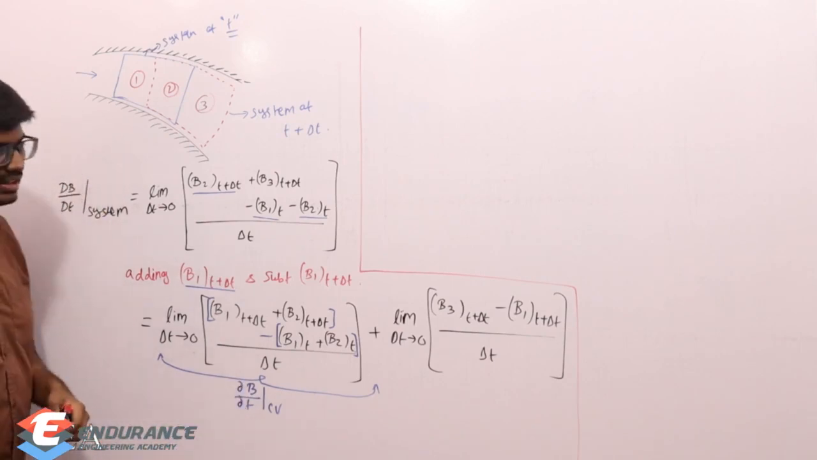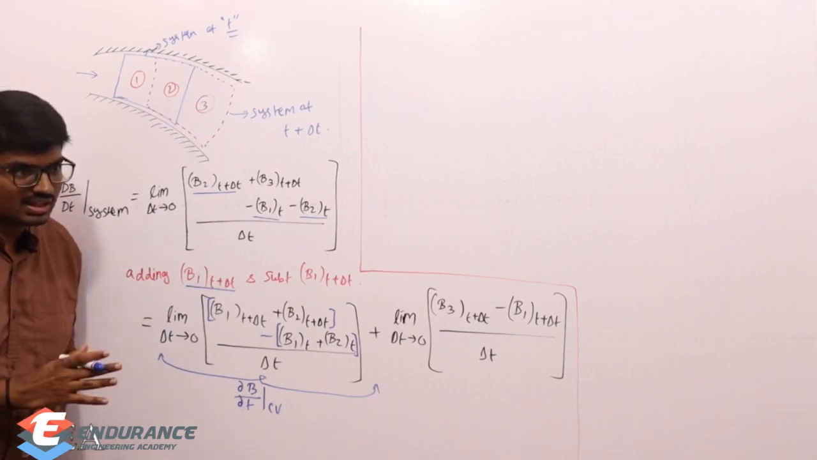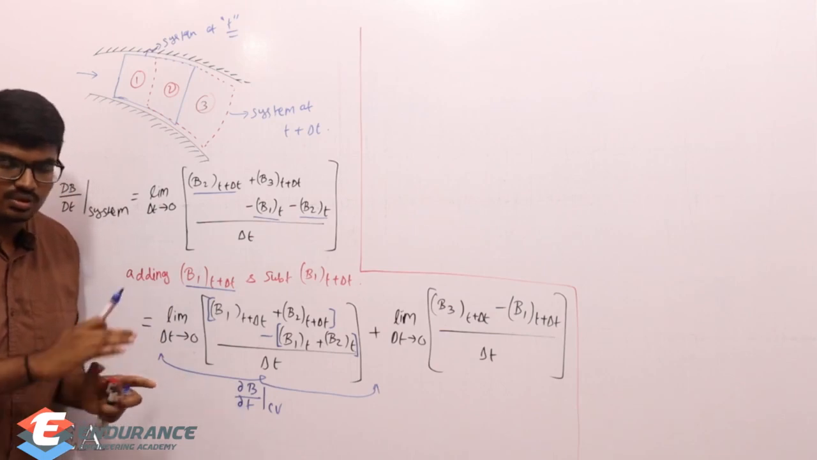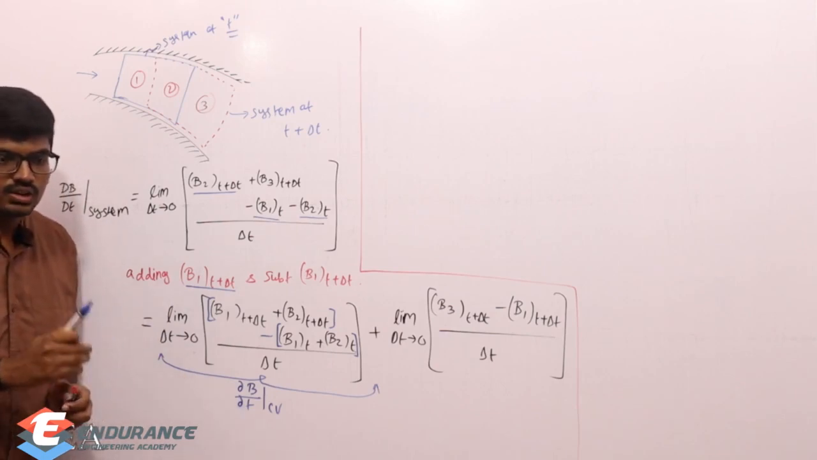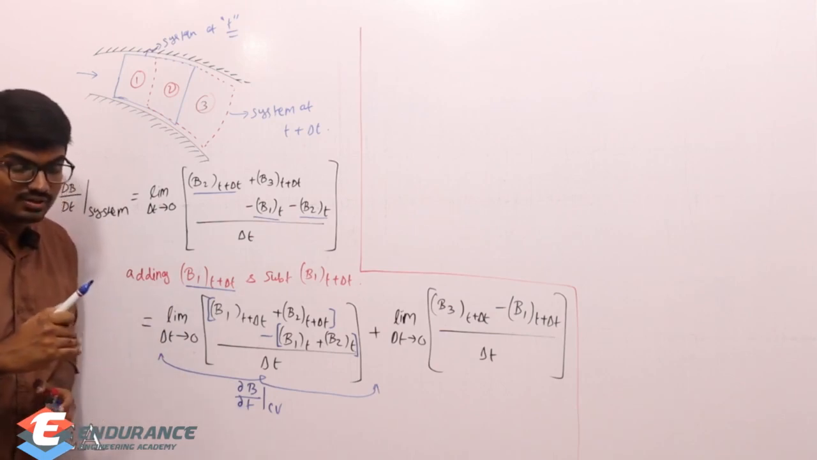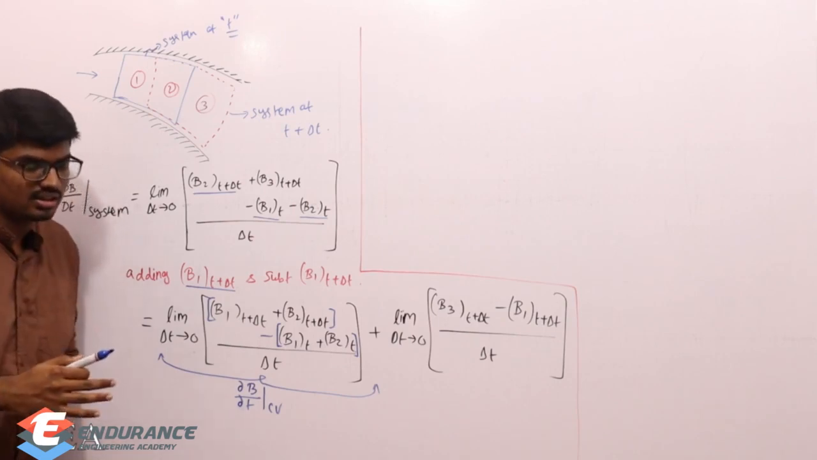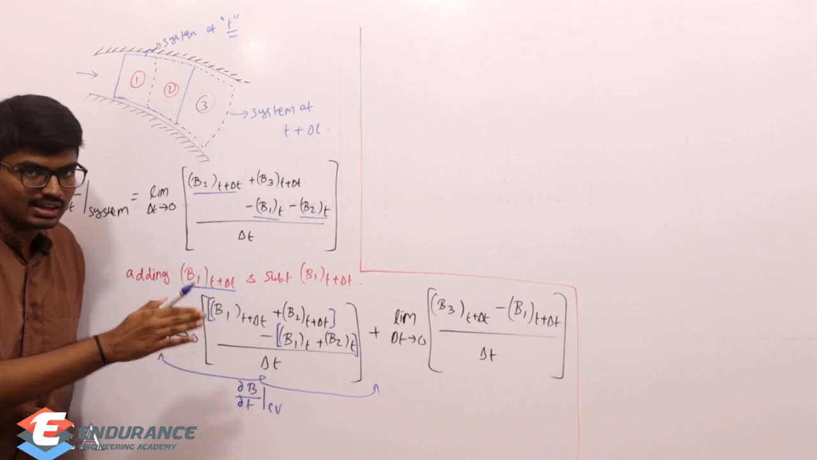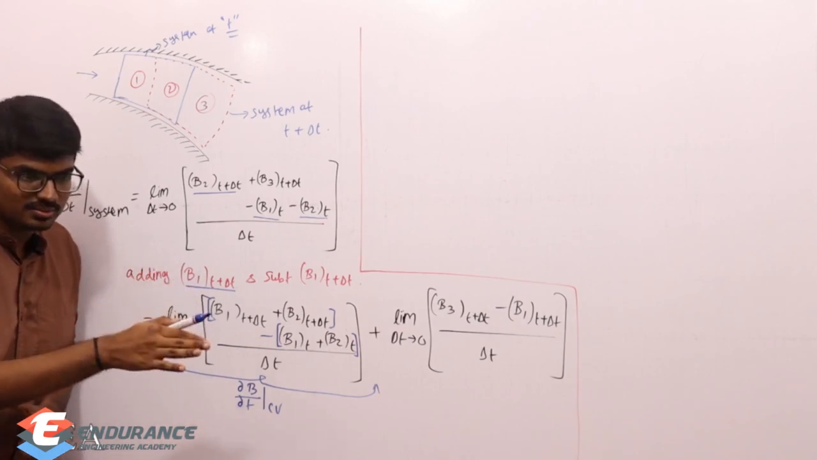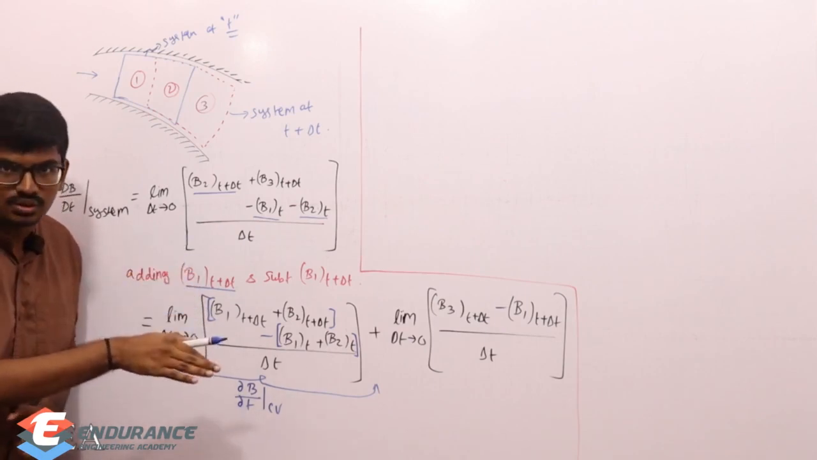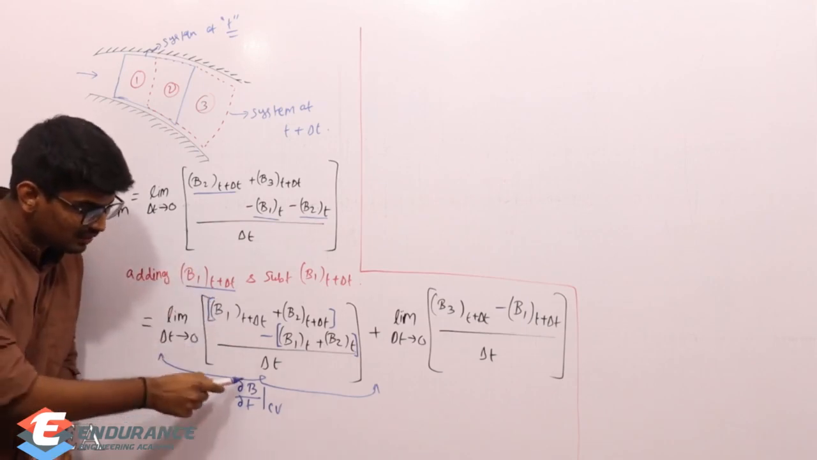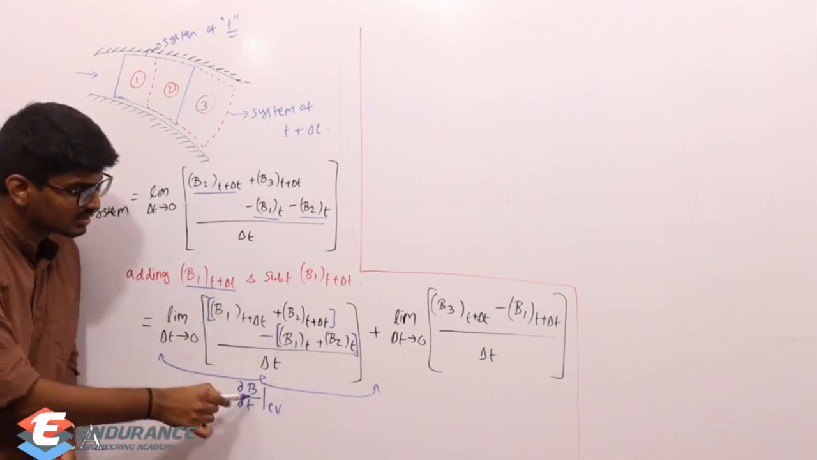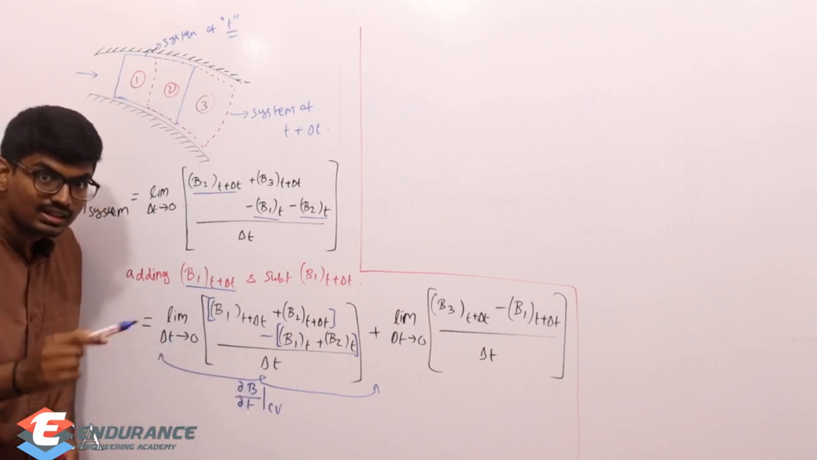Why am I using partial differentiation? Understand it properly. For a control volume, position is fixed. Position is never going to vary. So if I differentiate some function by fixing the position as constant, very clear-cut idea, then the differentiation is called partial differentiation. So this is indicating the rate of change of property B in the control volume.